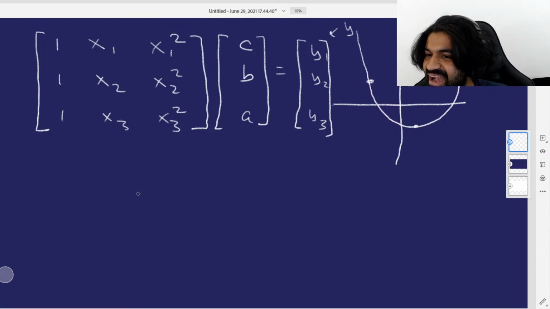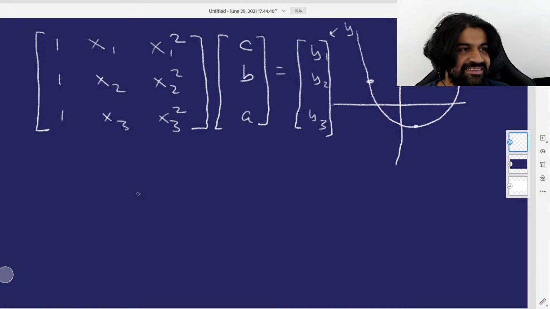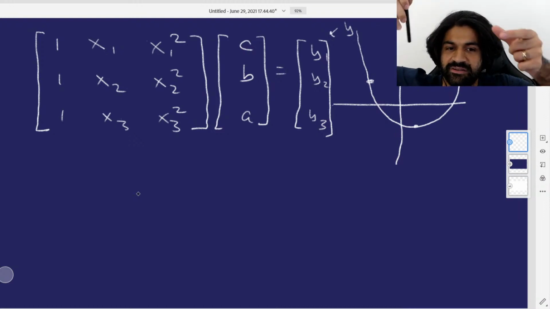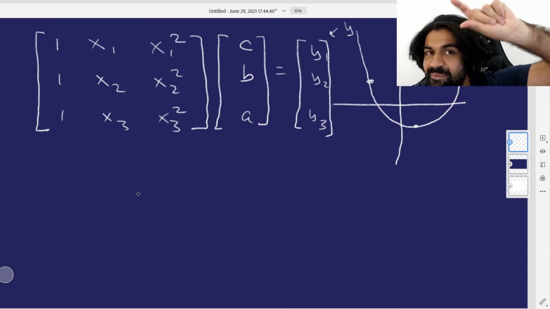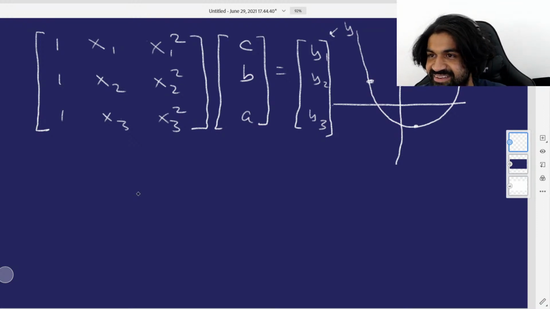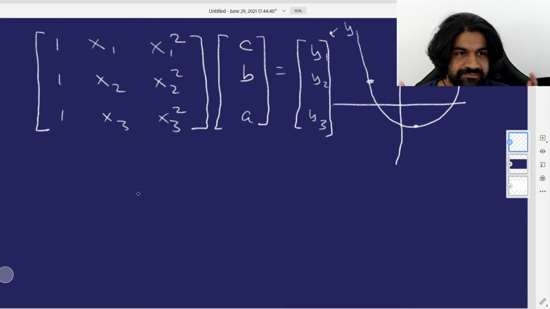Now the neat thing about having proved the theorem using the Vandermonde determinant and Cramer's rule is that we were able to prove that if you have n plus 1 points in the plane, and no 2 points have x values on top of each other, right? There should be a unique polynomial that goes through those points. Okay.